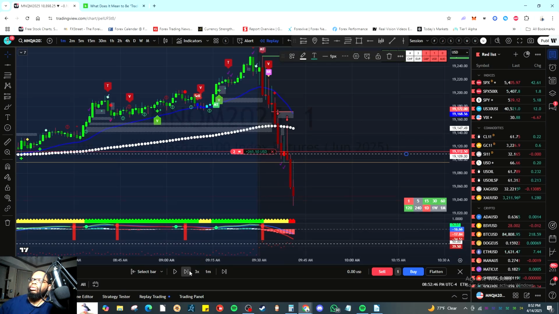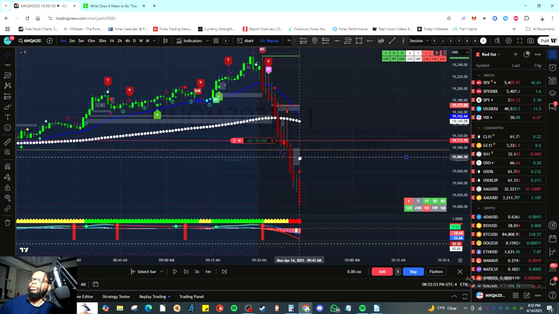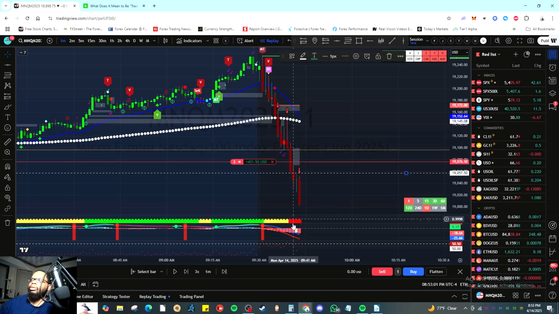So bam, bam, bam. Oh, you know what? I would have moved this before this candle printed. I would have moved it to like here. But anyways, now that this candle printed, I need to add, and then my stop is gonna be right here.